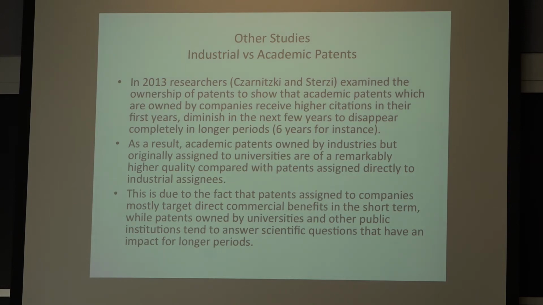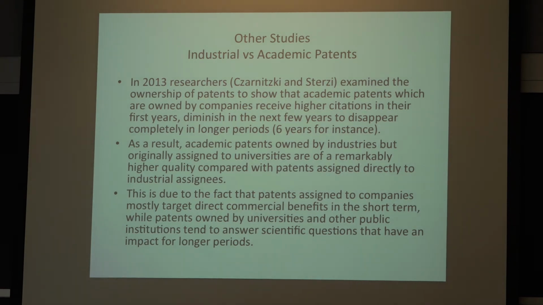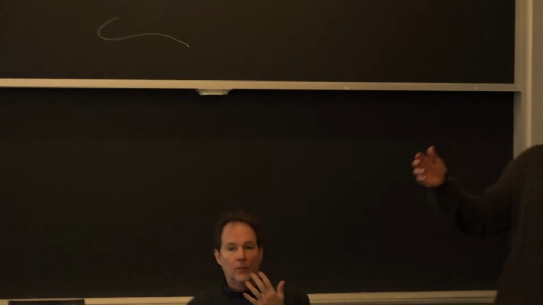As a result, academic patents owned by industries but originally assigned to universities are remarkably higher quality compared with patents assigned directly to industrial assignees. This is due to the fact that patents assigned to companies mostly target direct commercial benefits in the short term, while patents owned by universities are used basically as a basis for follow-on research. Companies are more interested in the bottom line and immediate commercial exploitation, as anybody who works at Novartis or another drug company will tell you. They want to know how can we get this to market and apply it. But in the university setting, I don't know that anyone has ever come up to you and said, how can we best commercially monetize this research you're working on? It's always a secondary consideration in a university setting. So those patents are much more valuable.